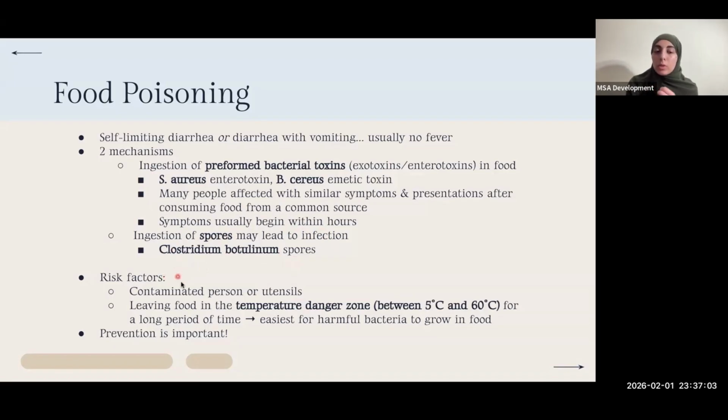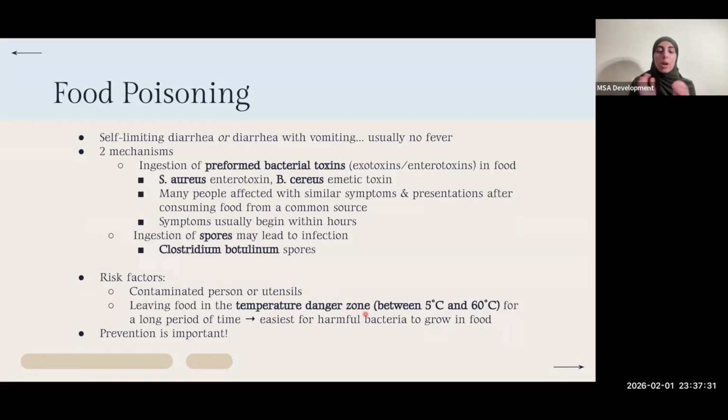What are the risk factors for food poisoning? Eating contaminated food or food that was made by a contaminated person or with contaminated utensils. Another thing is leaving food exposed or outside, not refrigerated, basically leaving food in a temperature which is in the danger zone. Danger zone of temperature is between 5 degrees Celsius and 60 degrees Celsius.